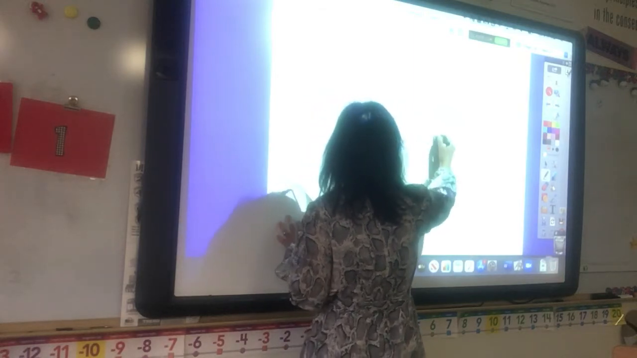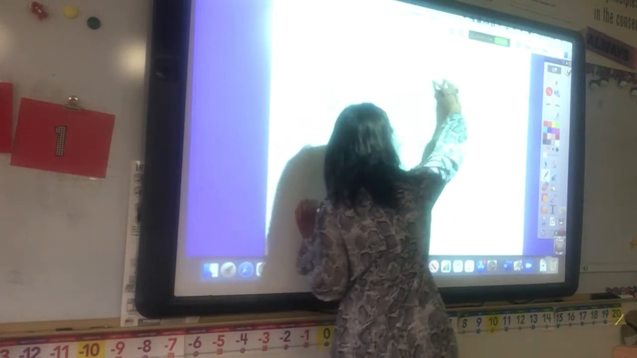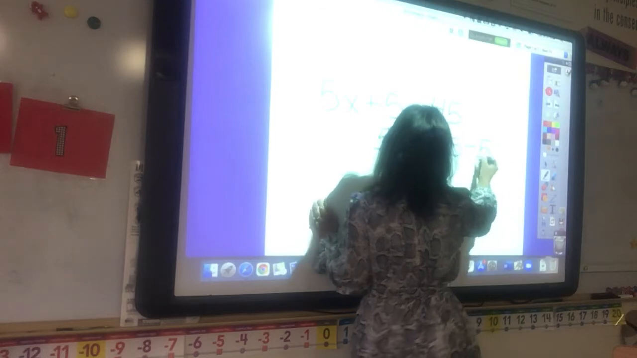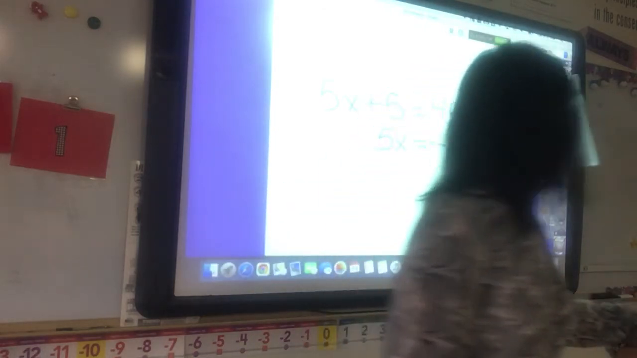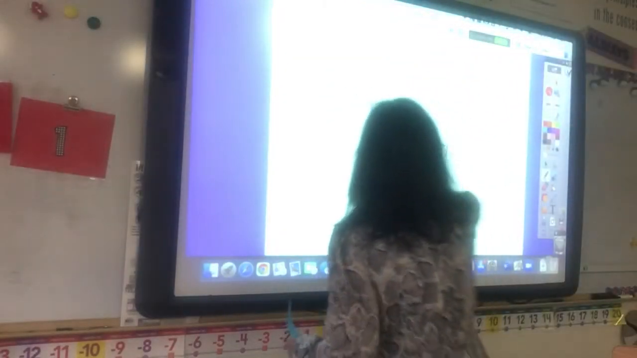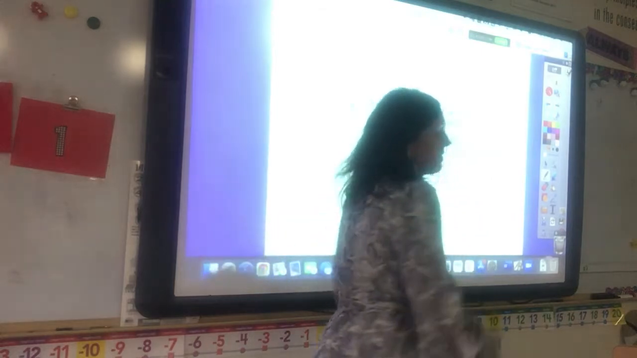5x equals 45. And then Macy, this is being added. What happens when I bring it over? Subtract it. We're going to subtract it. Okay, and then we have to solve 45 minus 5. So what would we get for 45 minus 5? Hannah? 40. So we're going to have 5x equals 40. Okay, now we have a one-step equation.